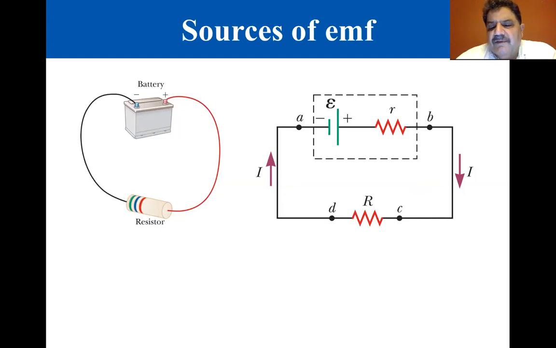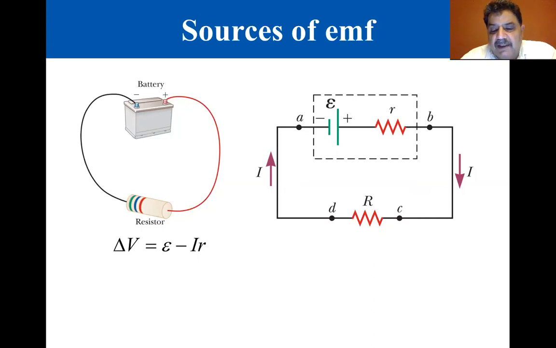Let's imagine a positive charge moving through the battery from A to B. As the charge passes from the negative to the positive terminal of the battery, the potential of the charge increases by epsilon. The charge moves through the resistance R. Its potential decreases by the amount IR, where I is the current in the circuit. The terminal voltage of the battery, delta V, is the difference in the potential between points B and A. So we can write it as shown here. Delta V equals epsilon minus Ir.